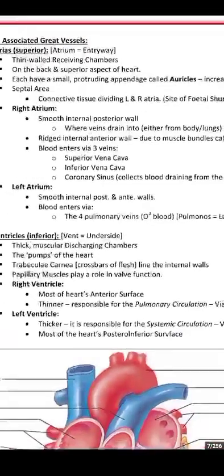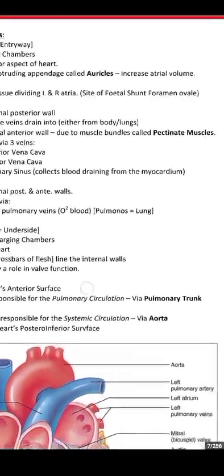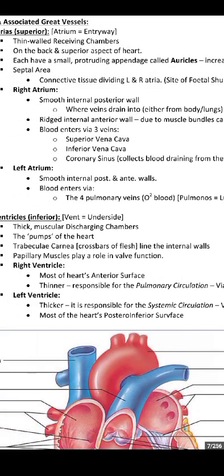So we talked about the right atrium. It helps in the collection of blood. It has 3 veins entering: superior vena cava, inferior vena cava, and coronary sinus. These 3 veins are connected to the right atrium. The blood from the body and the lungs enters through these veins into the right atrium, which is small, and it also has the pectinate muscle, a muscle bundle, which gives a rigid internal anterior wall.